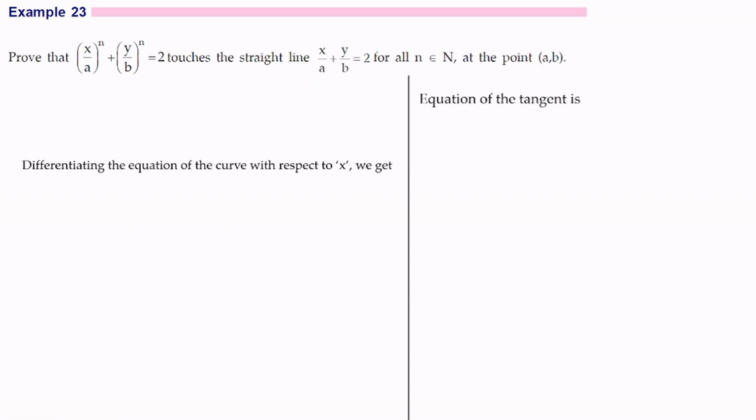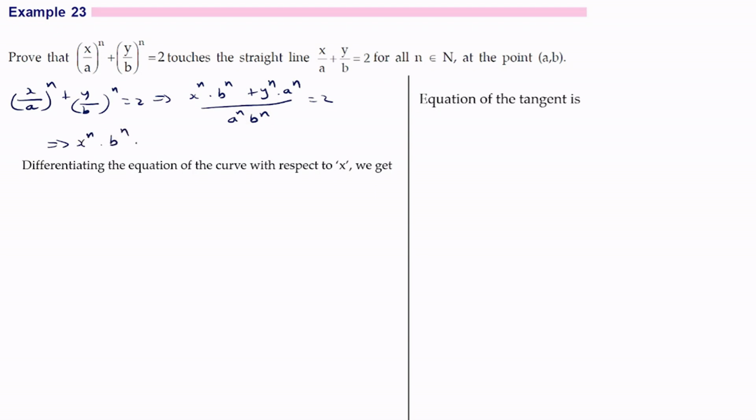So first let us simplify this. (x/a)ⁿ + (y/b)ⁿ = 2 implies xⁿ bⁿ + yⁿ aⁿ upon aⁿ bⁿ equal to 2, taking LCM. So we get xⁿ bⁿ + yⁿ aⁿ = 2aⁿ bⁿ. Now let us differentiate this equation with respect to x.